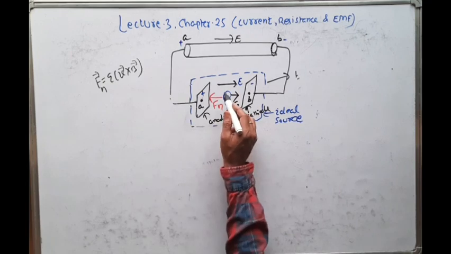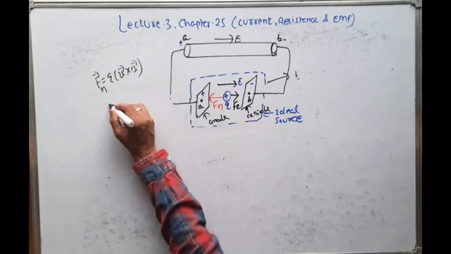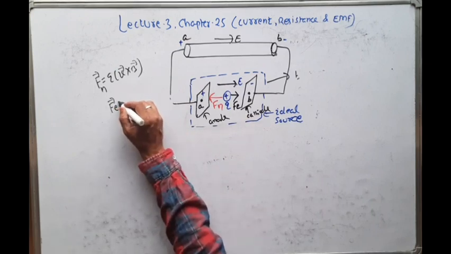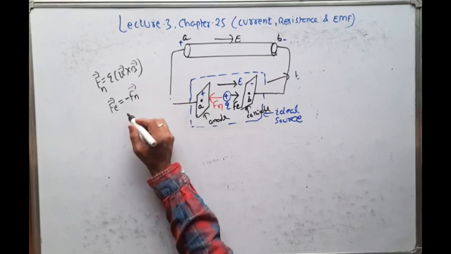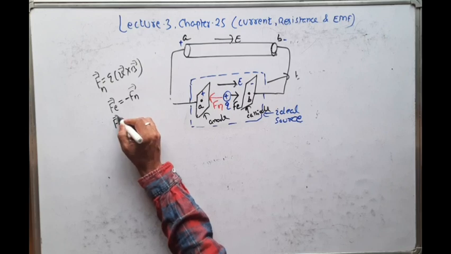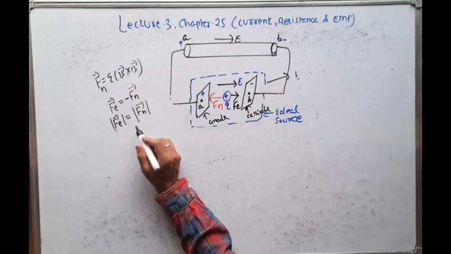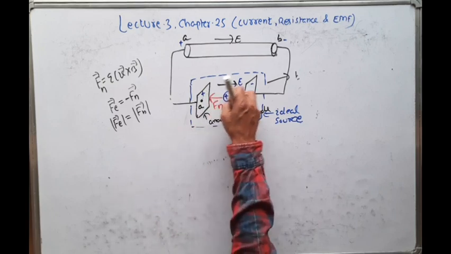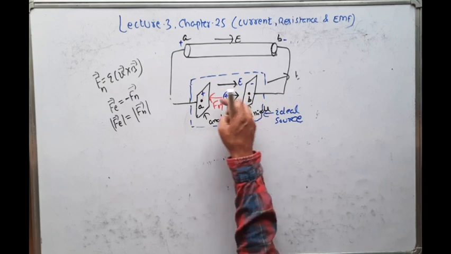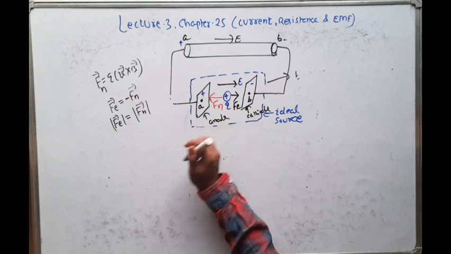For an ideal source, what is the difference between ideal and practical source? For an ideal source, the force due to electric field is equal to the force due to non-electrostatic force, but they are in opposite directions. Or you can say the magnitude of the electrostatic force is equal to the magnitude of the non-electrostatic force. Both are in opposite directions. So the total work done on charge Q is equal to 0, because both are opposite and of the same magnitude.